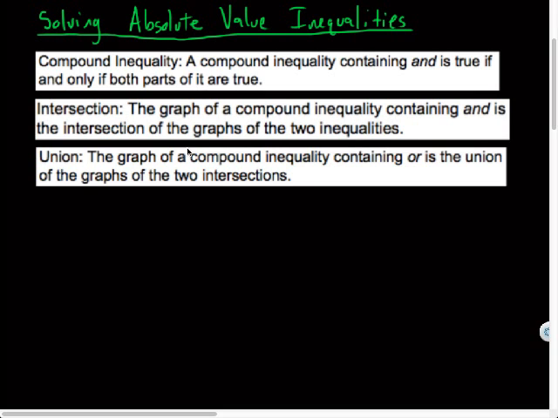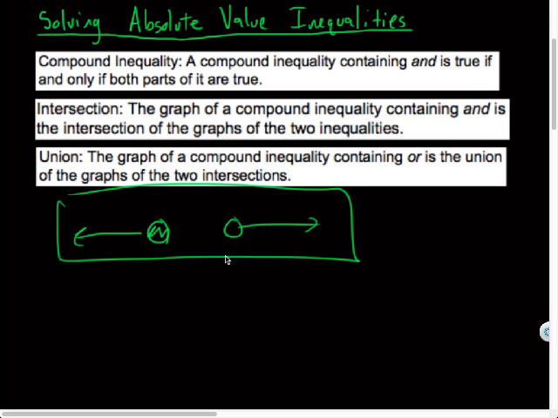And a union happens when you have a compound inequality containing the word "or". So there's "and", and then there's "or", and it is the union of the graphs of the two inequalities. So if I have, for instance, an "or" problem, saying it's greater than this point or greater than or equal to this point, the union would not be the individual graphs, but the entire combination of the graphs.